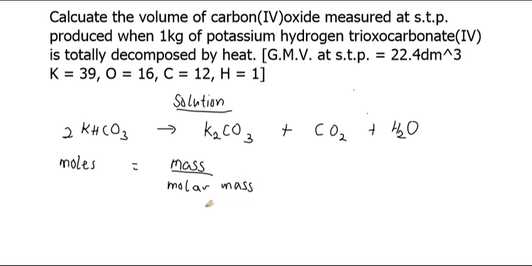Don't forget that what we are trying to get now is the number of moles of KHCO3 that was decomposed. So mass of KHCO3 now, that is potassium hydrogen trioxocarbonate 4. Based on the question, we are given to be 1 kg, which is also equivalent to 1000 grams. And for the molar mass of KHCO3, we will be calculating that since it is not given in the question.